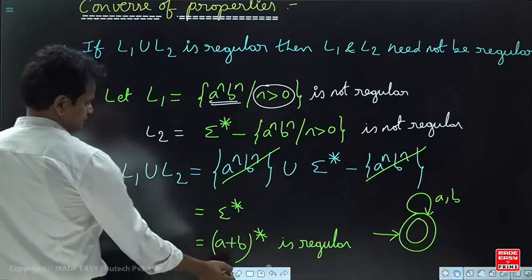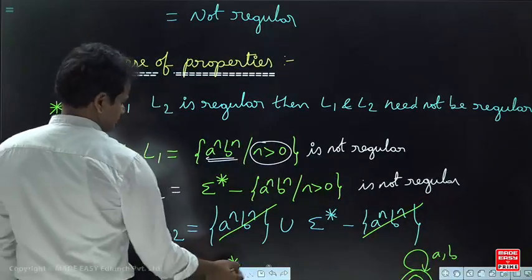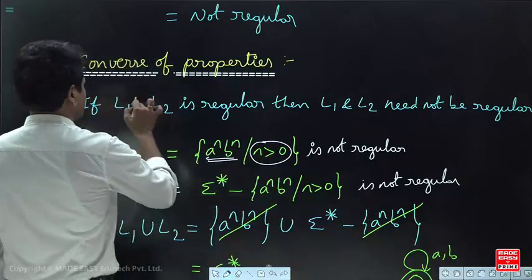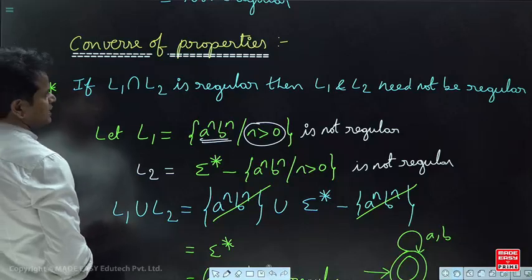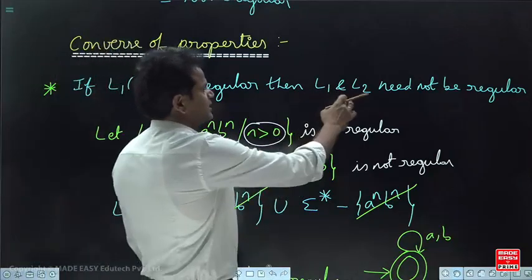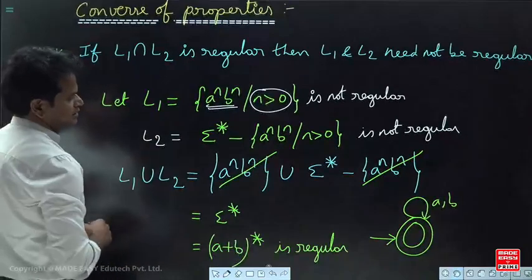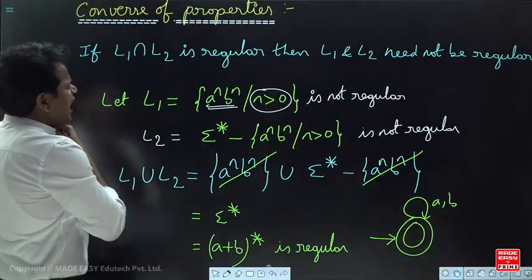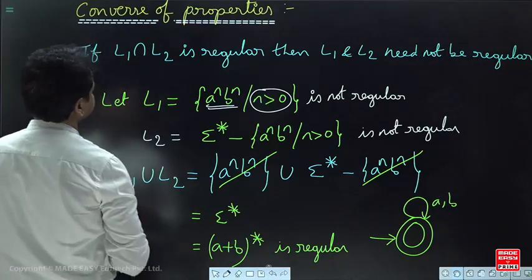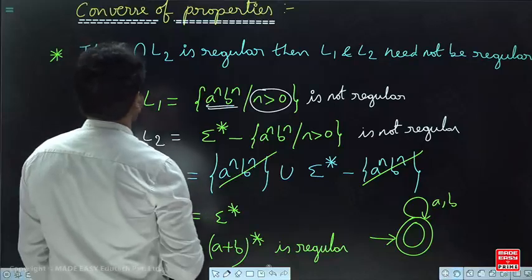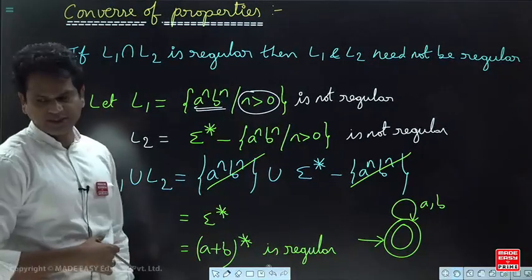Next one, guys. Suppose L1 intersection L2 is regular. Then L1 and L2 need not be regular. If L1 intersection L2 is regular, then L1 and L2 need not be regular.